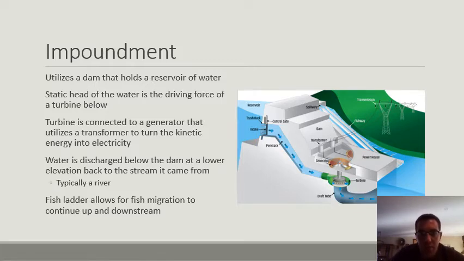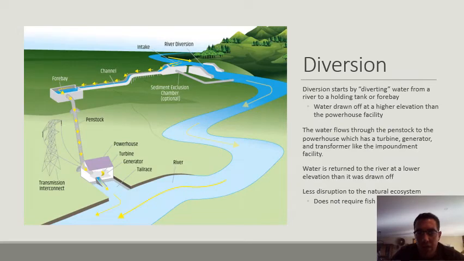The next form of hydroelectric power that we have is diversion. So in a way, this is very similar to impoundment. However, instead of building a dam and creating a reservoir, this form just diverts water from a river, and as it flows down the river, there is a diversion which pulls water off and holds it in the forebay that you see at the left right here.